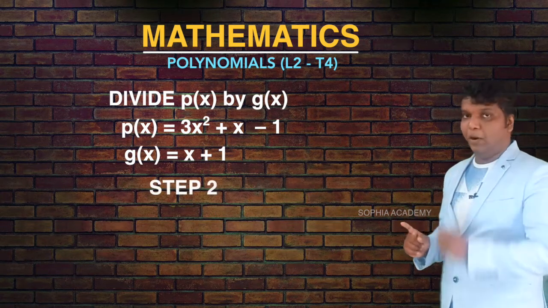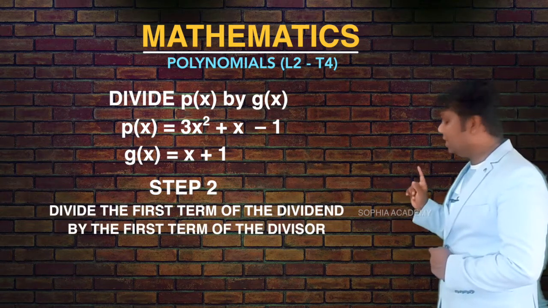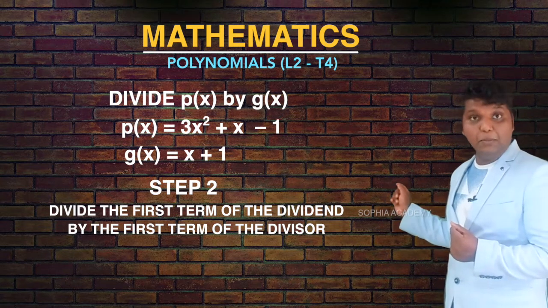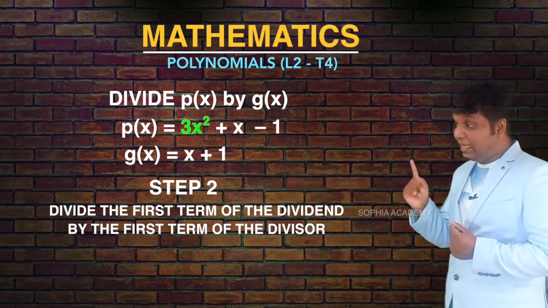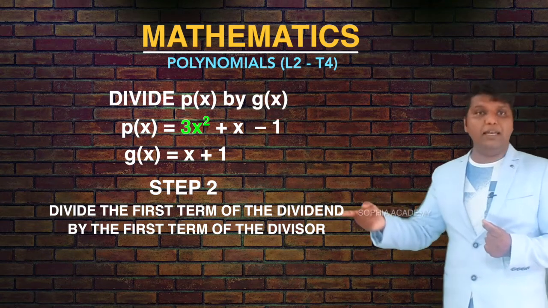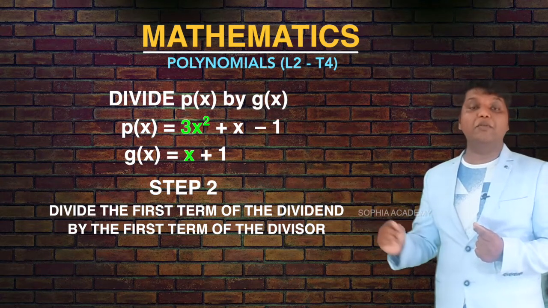Now listen to this point. This is very important. The first thing you have to do is take the first term of the dividend. What is the first term of the dividend here? It is 3x square. Take the first term of the dividend, 3x square, and the first term of the divisor. The divisor was x plus 1, so the first term of the divisor is x.